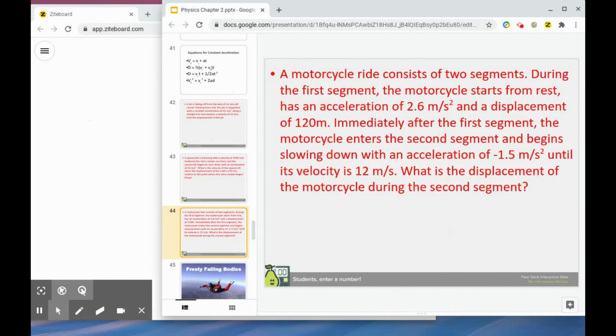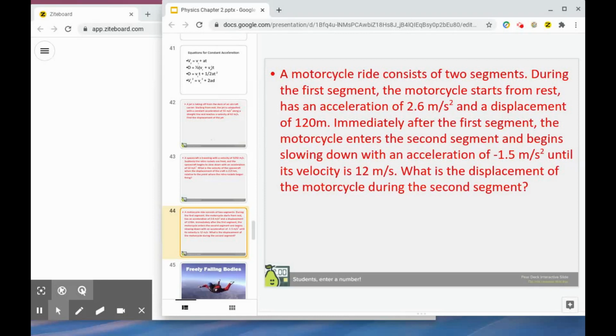In this next problem, we have a motorcycle ride consisting of 2 segments. During the first segment, the motorcycle starts from rest, has an acceleration of 2.6 and a displacement of 120. Immediately after the first segment, the motorcycle enters the second segment and begins to slow down with an acceleration of negative 1.5 meters per second squared until its velocity is 12 meters per second. What's the displacement of the motorcycle during the second segment?